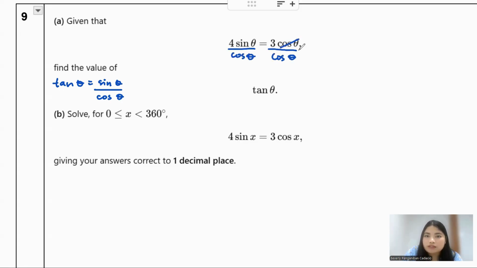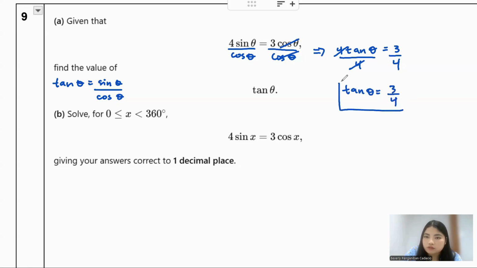This one will be cancelled and sin over cos will now be 4 tan theta. But there's still 3 there, and don't worry, you just need to remove your 4 by dividing both sides by 4. And there you go, your tan theta will just be 3 over 4. And that's it. You don't need to get the degree because we're going to do that in letter B. But for letter A, that's it.